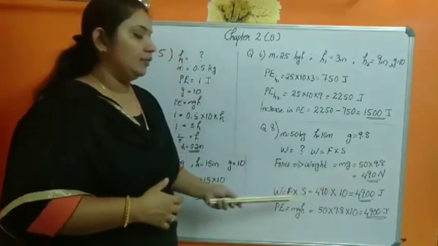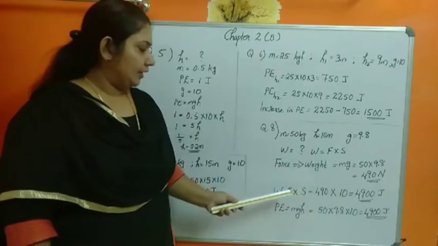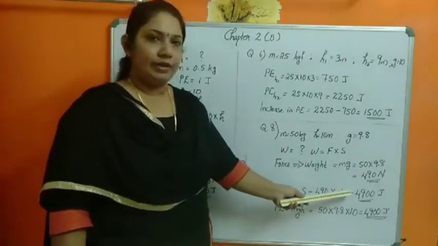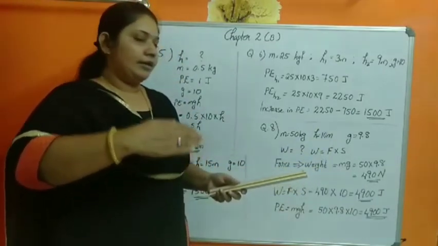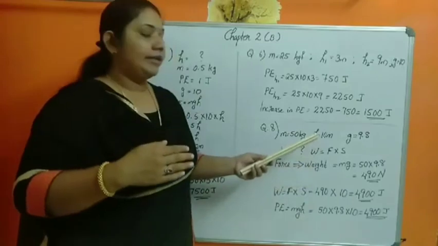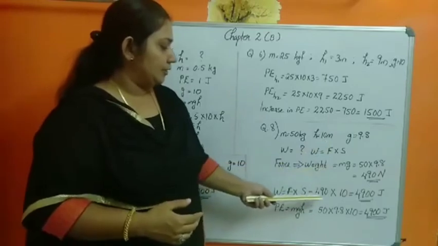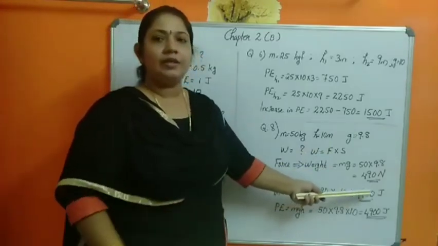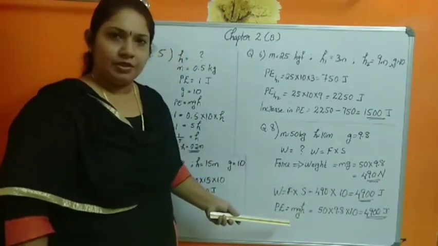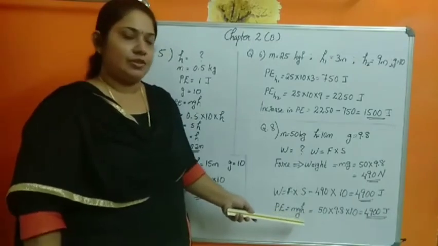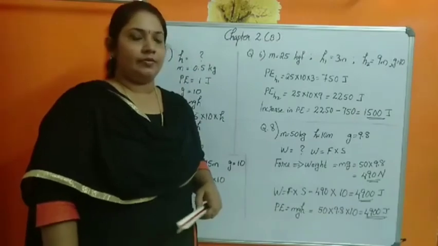Now it is easy to calculate the work done. Work done is force into displacement. That is 490 into 10. Displacement means height, how much it displaced from its original position. It climbs up the stair to a height 10 meter, so that is the displacement or the height. So we can say force into displacement, 490 into 10, 4900 joule. Now potential energy. You are asked to find the potential energy. We can apply our normal formula mgh, mass into gravity into height, that is 4900 joule.